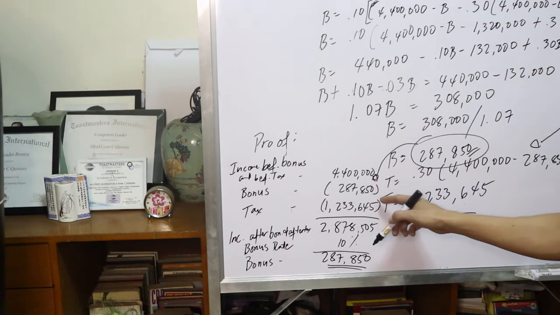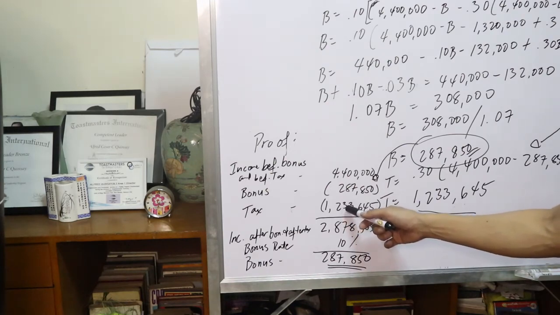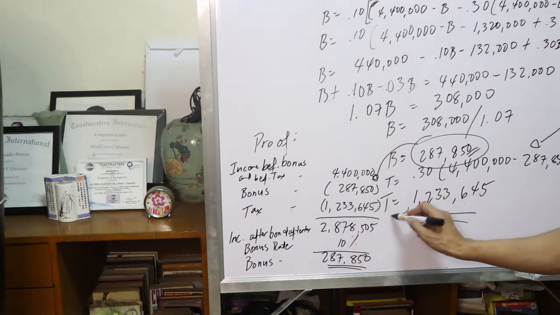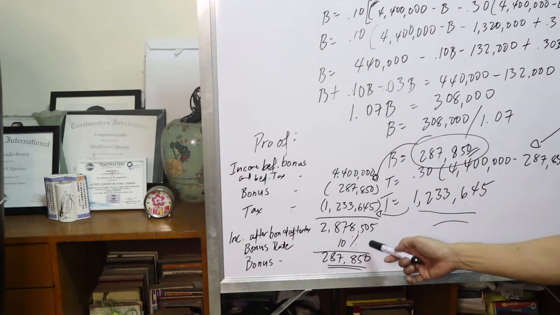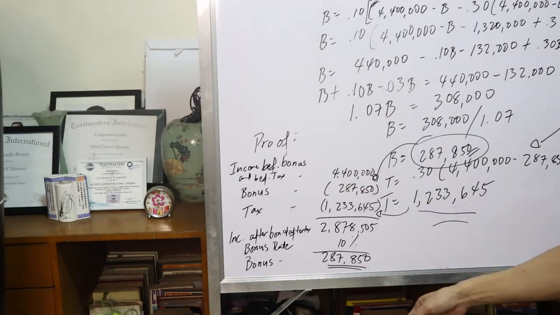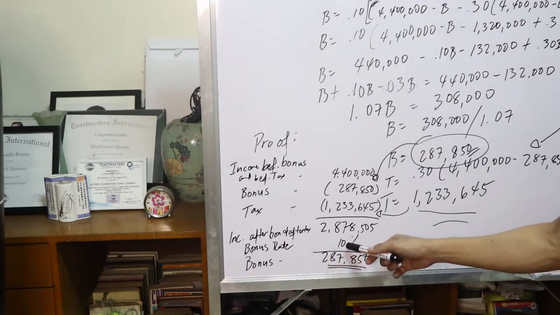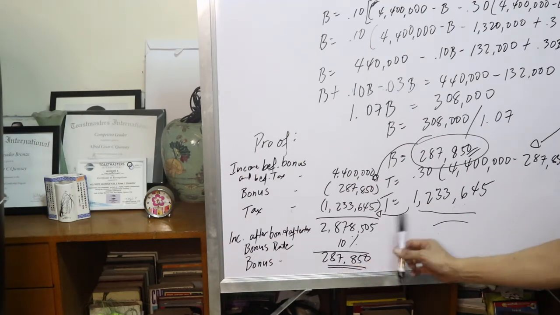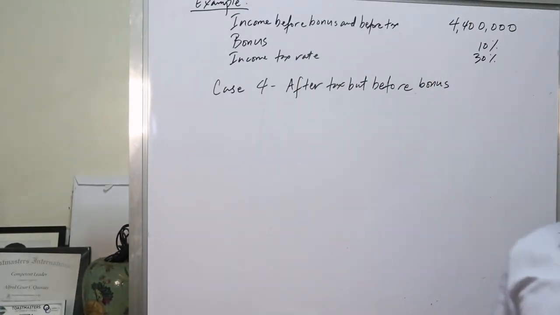850. Okay, so minus, and then there's tax of 1,233,645. Ito naman yon. So makukuha natin yung income after bonus and after tax na 2,878,505. Now dito na tayo mag-base ng bonus. So times the bonus rate of 10%, so multiply mo lang yan, then you will get 287,850. Familiar? Ito yun. Right. 287,000.